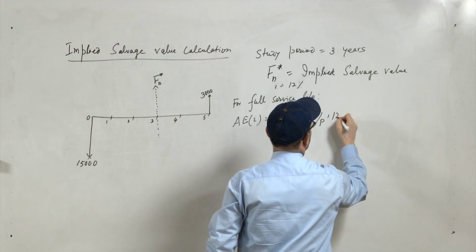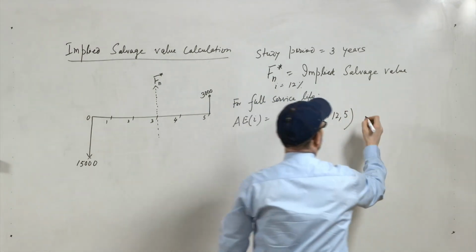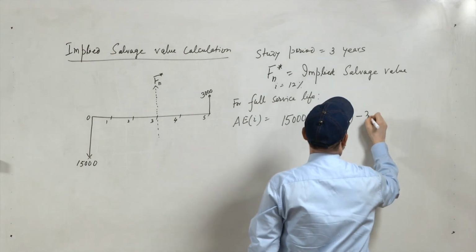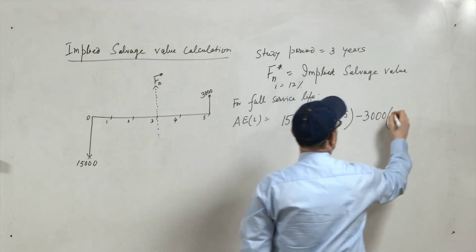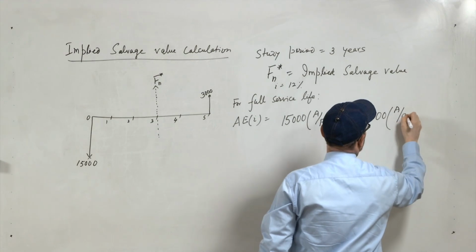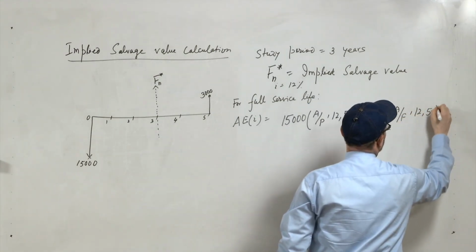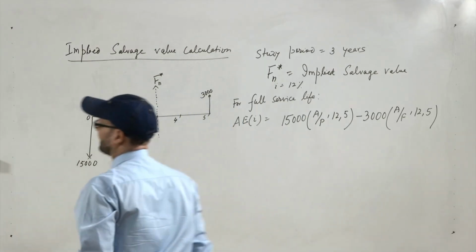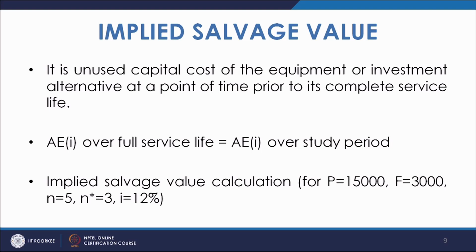12%, 5 years, then minus 3,000 A by F, 12%, 5 years. This is the annual equivalent value, or the capital recovery with return value, for the period of 5 years, because 5 years is the life of the asset.